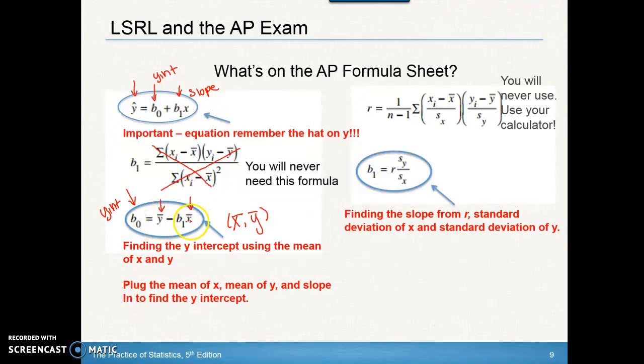You can get the mean of x and the mean of y, the standard deviation of x and y, and r from your graphing calculator to find your b value. This r formula is given. You never need that. Cross it off. And then here, this just tells you how to find the slope.